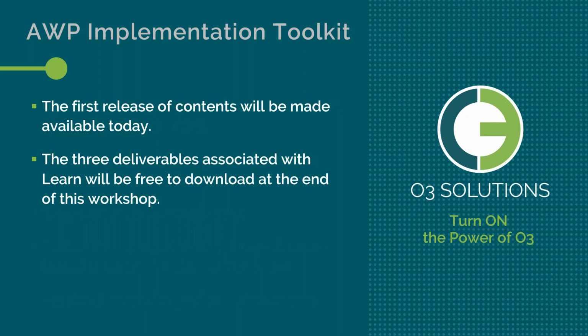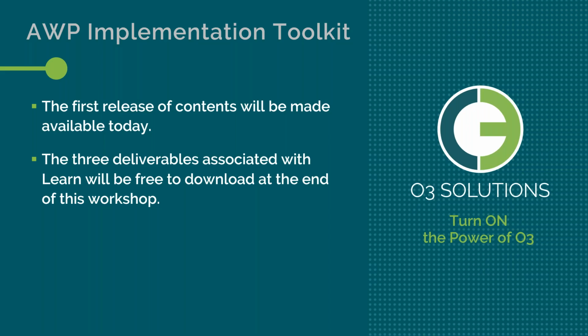The deliverables will be released periodically over the next year, with one planned release per month. The first batch of deliverables associated with the topic we covered in the webinar last month, learning about AWP, are going to be available to you at the end of this workshop. We'll show you a link once we get to the end of the workshop where you can go and download those. Then every month there'll be a new update and a new link to go and download more content.